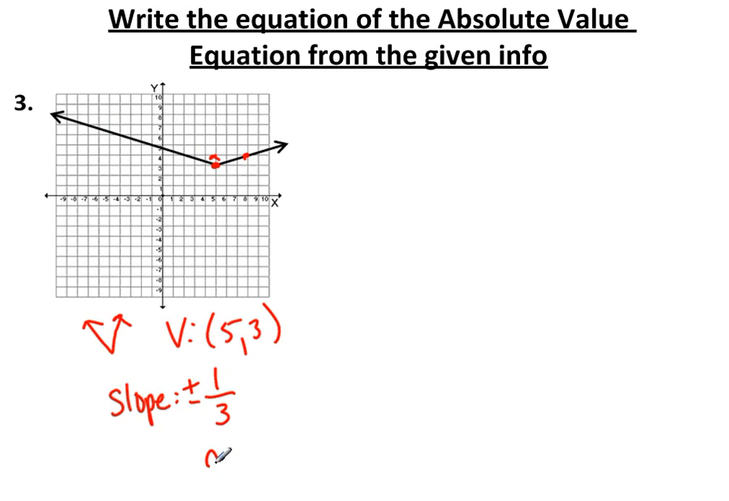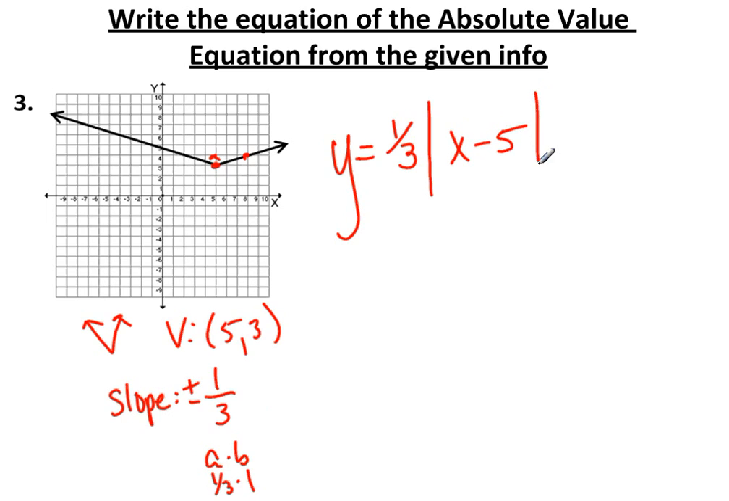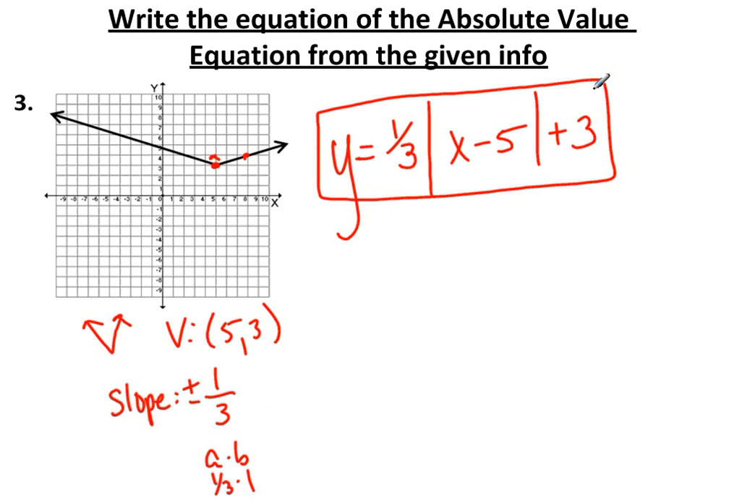So again, A times B, I'm going to make my A 1/3 and my B 1. So I'm going to go y equals. It faces up, so I know A is a positive 1/3. I'm not going to worry about that 1, like I said, because it's always going to be there. I'm going to do x minus 5, because the C is a positive 5, and then plus 3. And that would be the equation of my line, my absolute value graph.